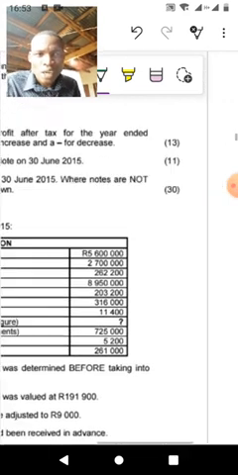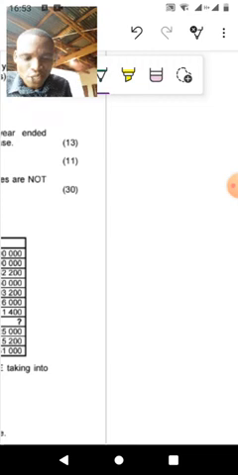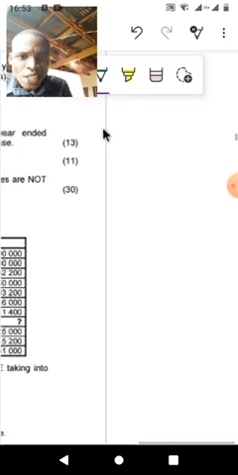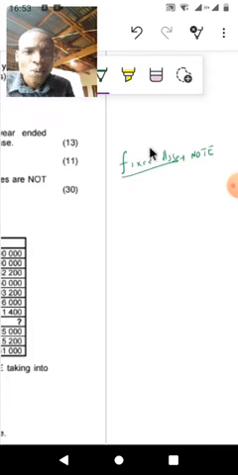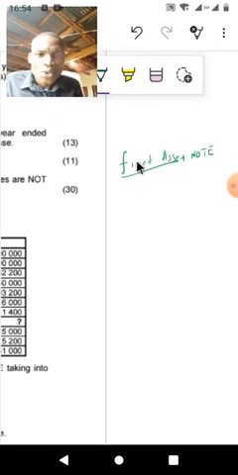Let me show you something. I will just write this side. Let's say the examiner says, prepare for me fixed asset note. Now, this fixed asset note, how is it going to be useful to us? We know that when we prepare the fixed asset note, the figure that we get from the note should go to the balance sheet.